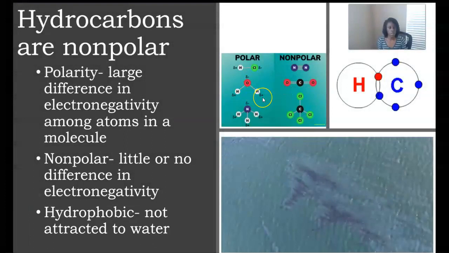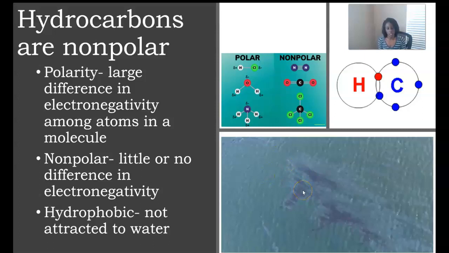All right, so here are just some other examples, not with hydrocarbons, of some polar molecules versus some nonpolar ones. And then here's an illustration of an oil spill. Oil is a hydrocarbon, so it's nonpolar. A lot of times when you have an oil spill, you can see the oil sitting on top of the water. So that's where that hydrophobicity comes in.